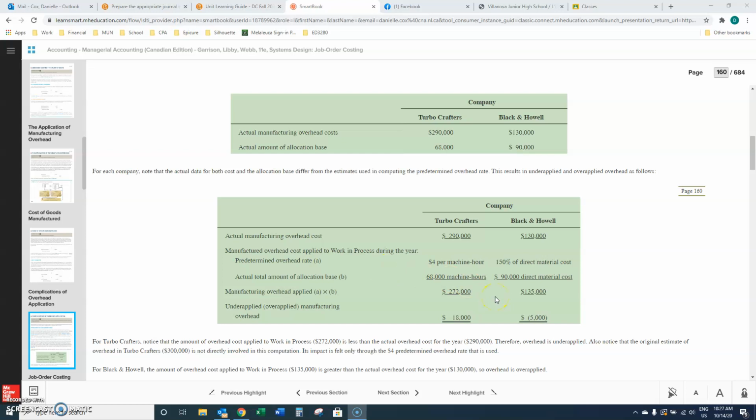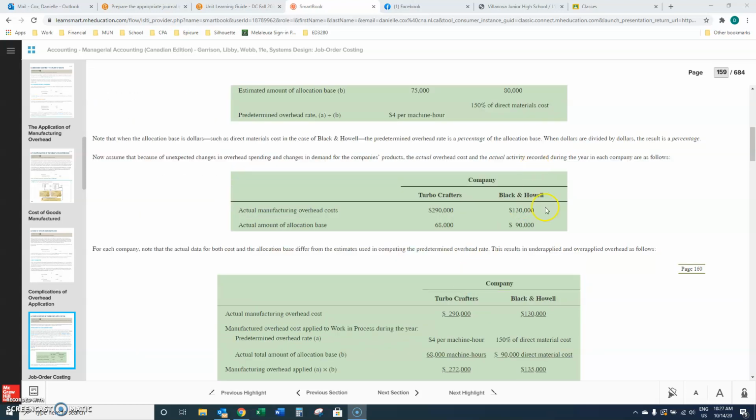So they should have applied 290,000. They only applied 272,000. So they applied less than what they should have. So they under-applied overhead by 18,000.